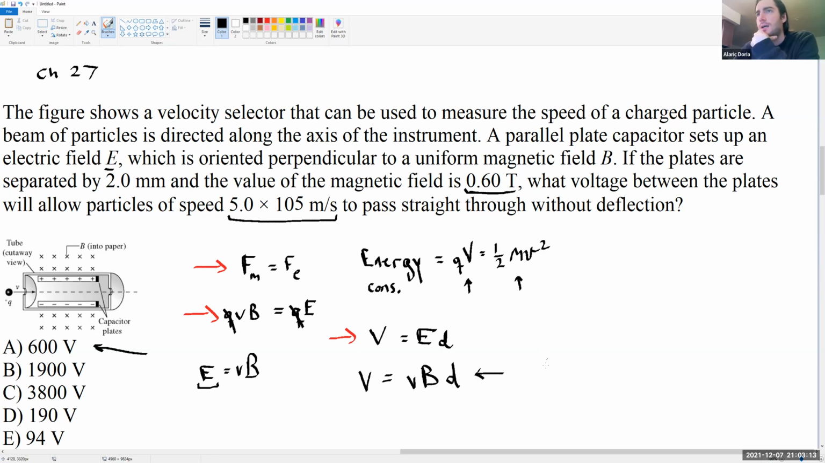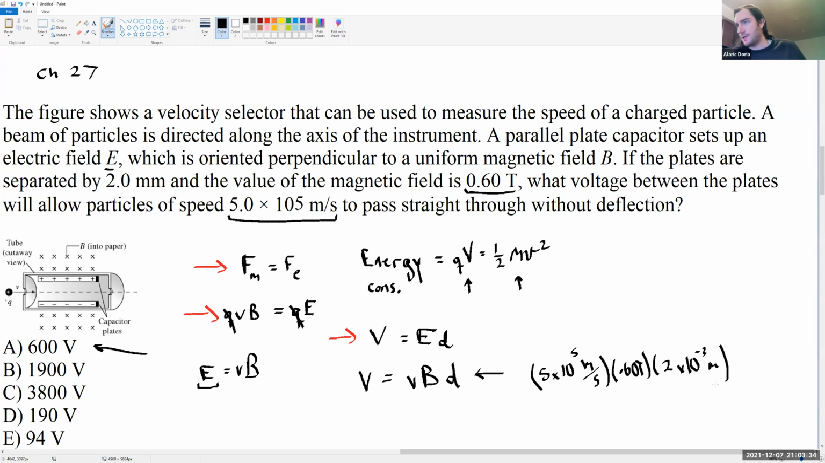Okay, so plug everything in, right? This one was a little bit too easy, so it's throwing me for a loop. So 5 times 10 to the 5th meters per second times 0.60 Tesla, and then times 2 millimeters, so 2 times 10 to the minus 3 meters there.